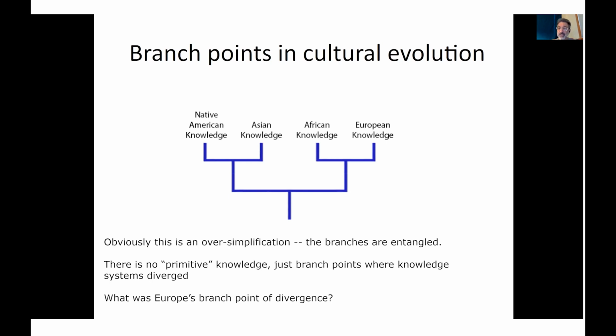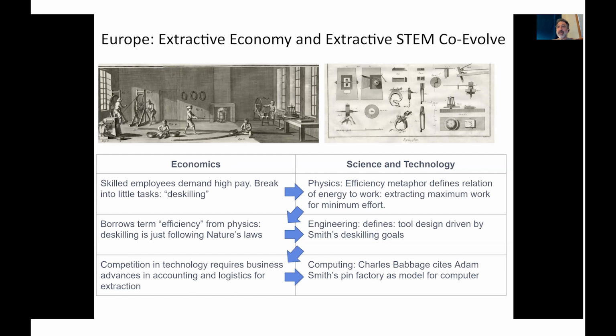So what was the European branch point? Well, if you read Adam Smith, The Wealth of Nations, he talks about the pin factory. And he says, the pin factory shows you how efficiency can be gained by de-skilling, by breaking up some skilled labor into a bunch of little unskilled tasks. And so physicists pick up on what economists are saying and use this idea of efficiency to talk about the physics relationships between energy and work. And then economists pick up on what physicists are saying about energy and efficiency. And they say, well, de-skilling is just nature's law then. And engineering says, well, if you're going to de-skill, we can provide you with the tools to do that. So that becomes a goal in engineering. And it just goes back and forth, right?